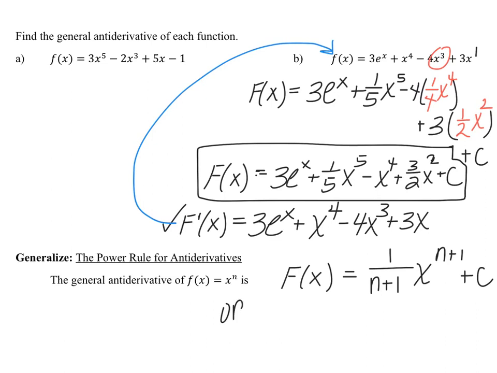And if you prefer, some textbooks and some people, again, write this as division instead of a fraction. So if you'd rather write it as x to the n plus 1 divided by n plus 1, of course that would be acceptable too. Those are interchangeable. So this is kind of our generalization for our procedure for finding antiderivatives when we have power functions.